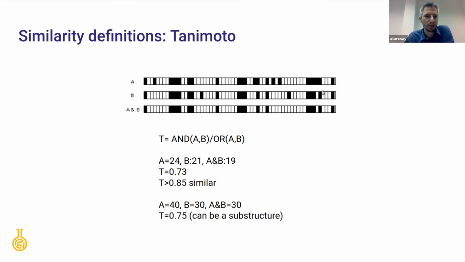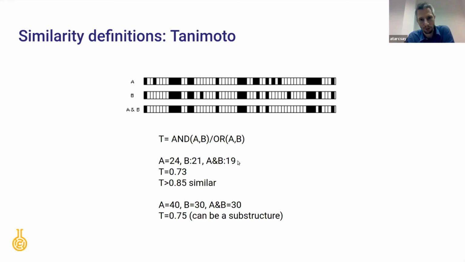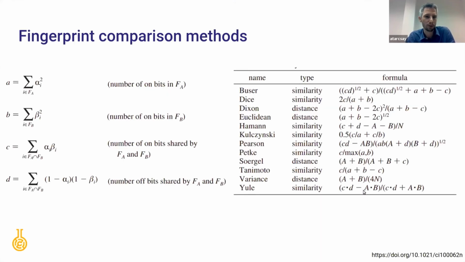Now, if we have this bit string, we can calculate similarity between the two, like what are the shared bits that are common in both, and what's the total number of bits in the two bit strings, and that will be the Tanimoto metric. If the intersection is 19, we have in this case 24 in A and 21 in B, then you can calculate the similarity values. This is really an effective tool.